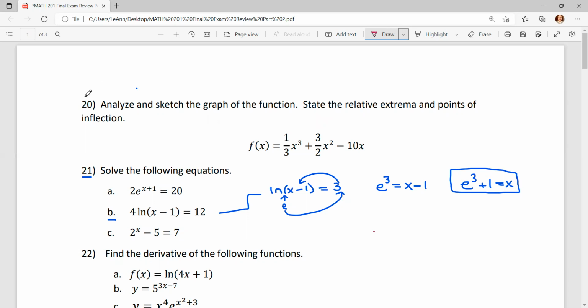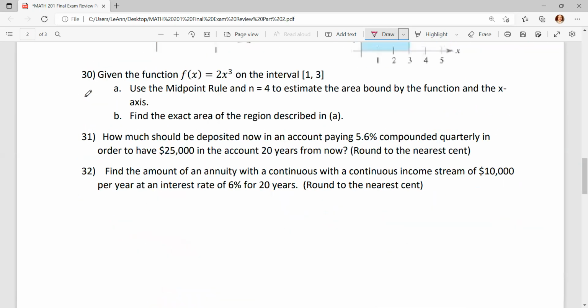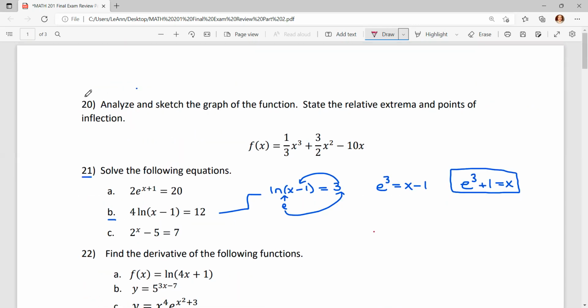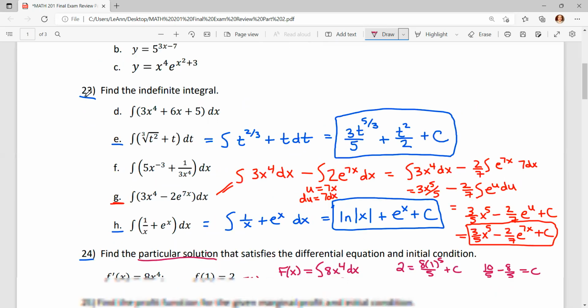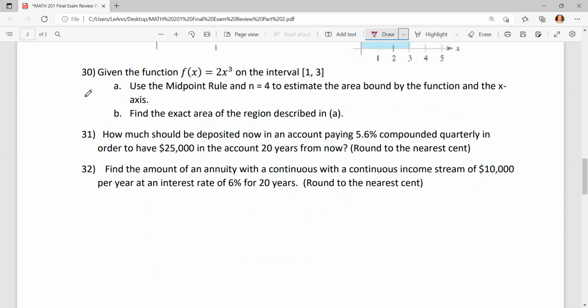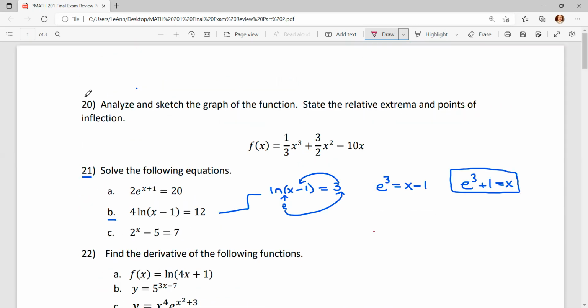This is numbers 20 through 32. So we're going to pick 12 questions, which means it looks like there's one of every type here because that's 12 questions total right there. So make sure you are good on those.